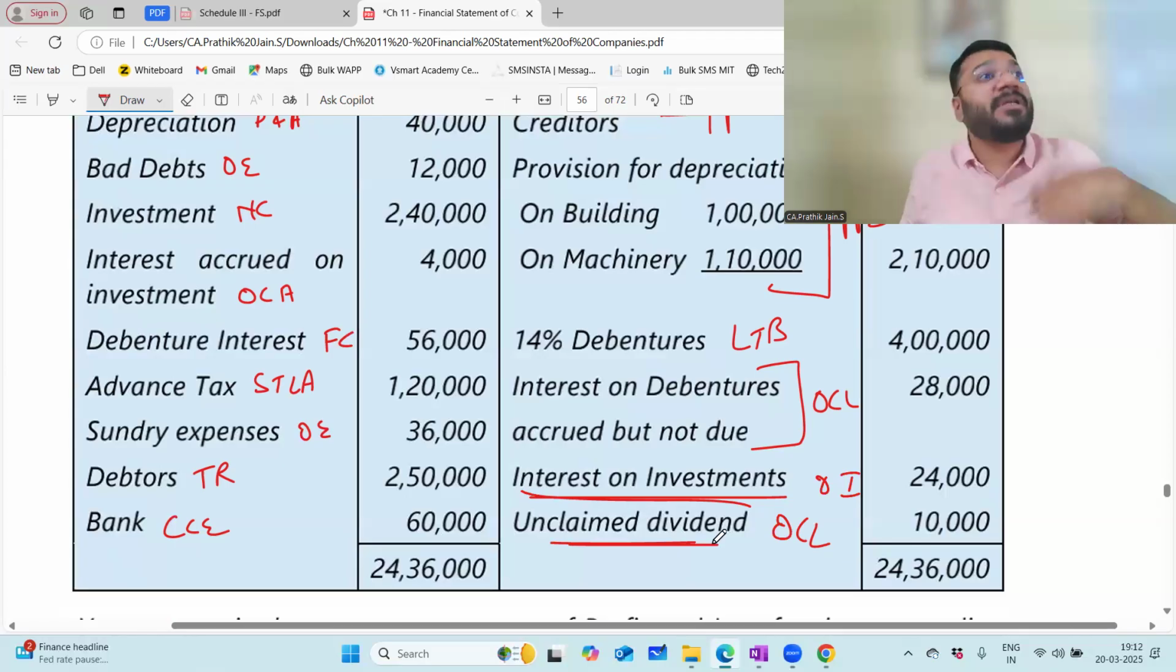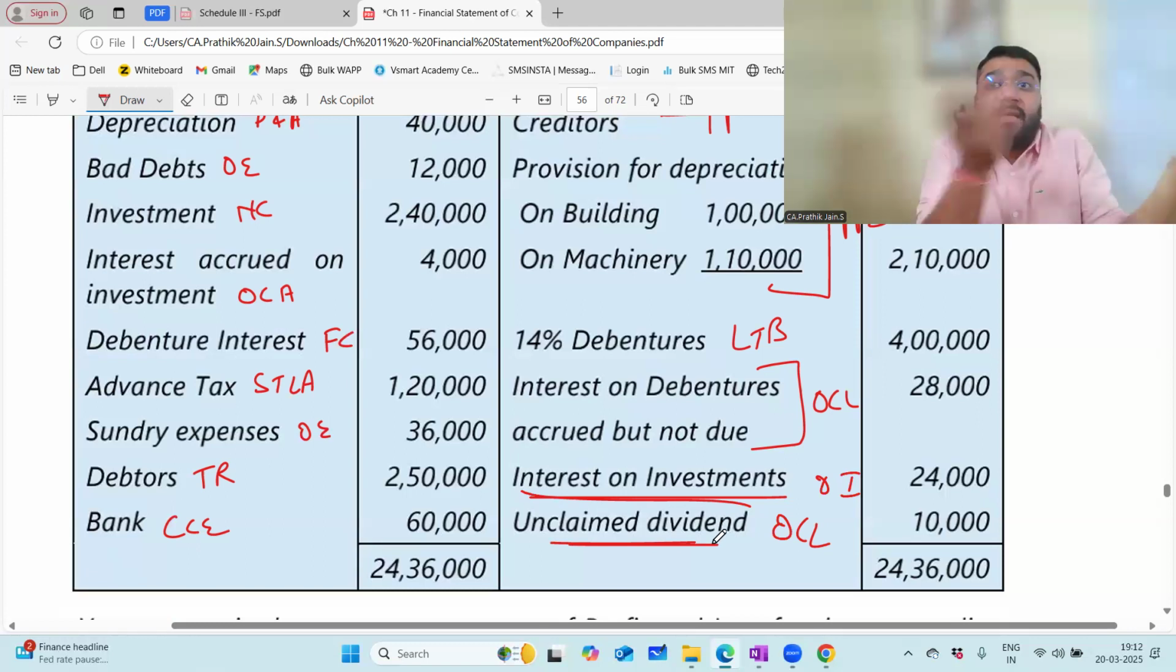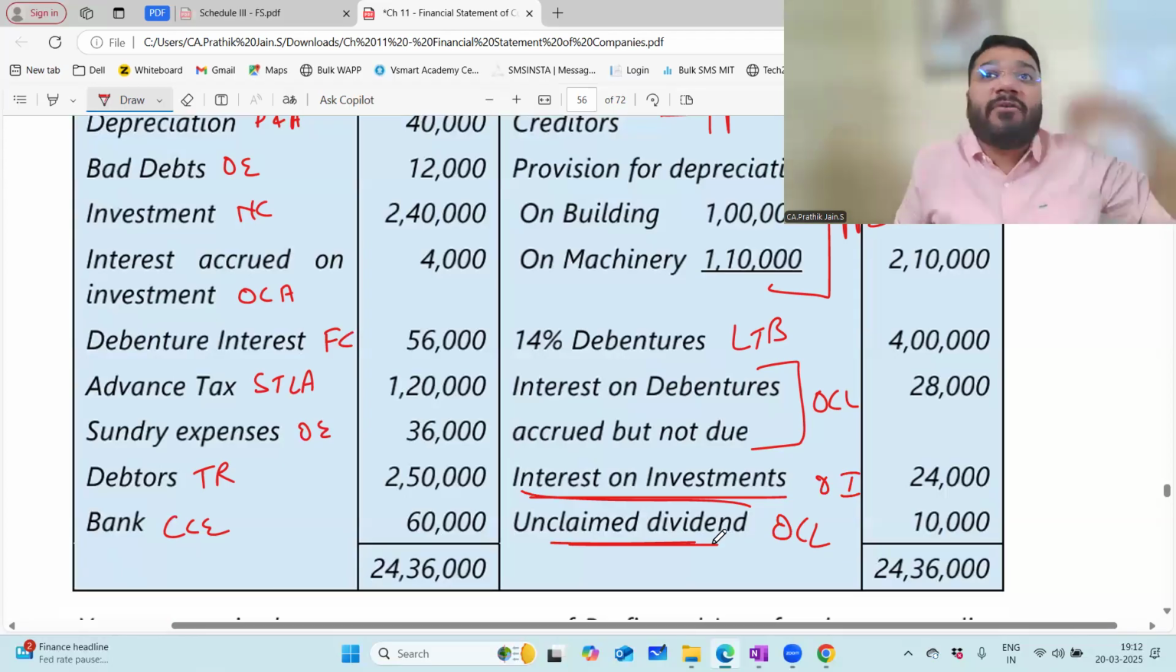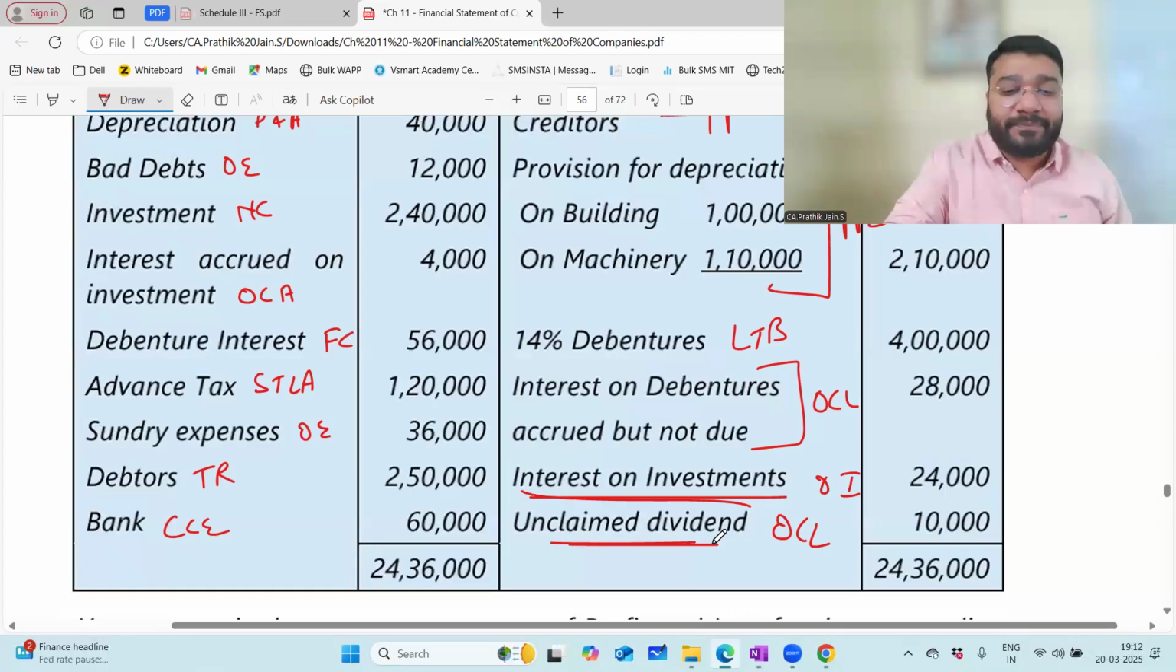I gave the check. The opposite person did not put the check for clearing. So the dividend did not get debited from my bank account. So it is still pending in my bank as unclaimed dividend. I have to pay him whenever he claims it. So anything that I have to pay in future is liability.